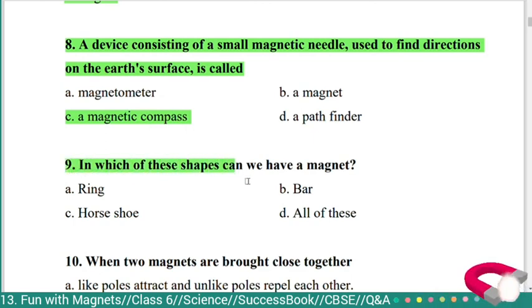Ninth question. In which of these shapes can we have a magnet? Option A. Ring, B. Bar, C. Horseshoe, D. All of these. Here the correct answer is option D. All of these. In ring, bar, horseshoe, in all of these shapes we have a magnet.